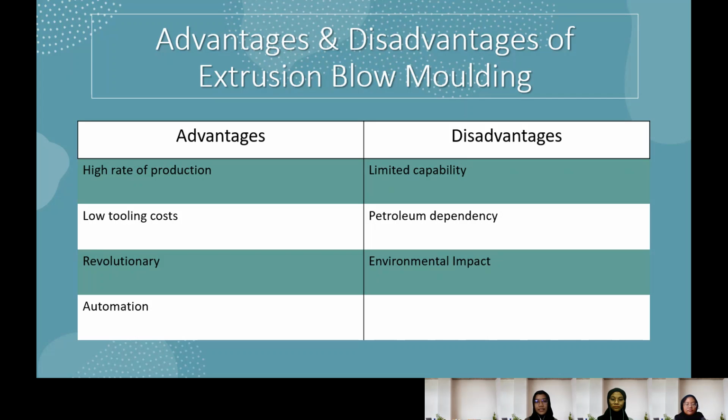However, the disadvantages of using extrusion blow molding is that it has limited capability. For example, it will experience difficulty to control the wall thickness. And second, the petroleum dependency. The machines used for extrusion blow molding to produce the plastic products require a significant amount of petroleum, which is threatening to diminish the oil supply.